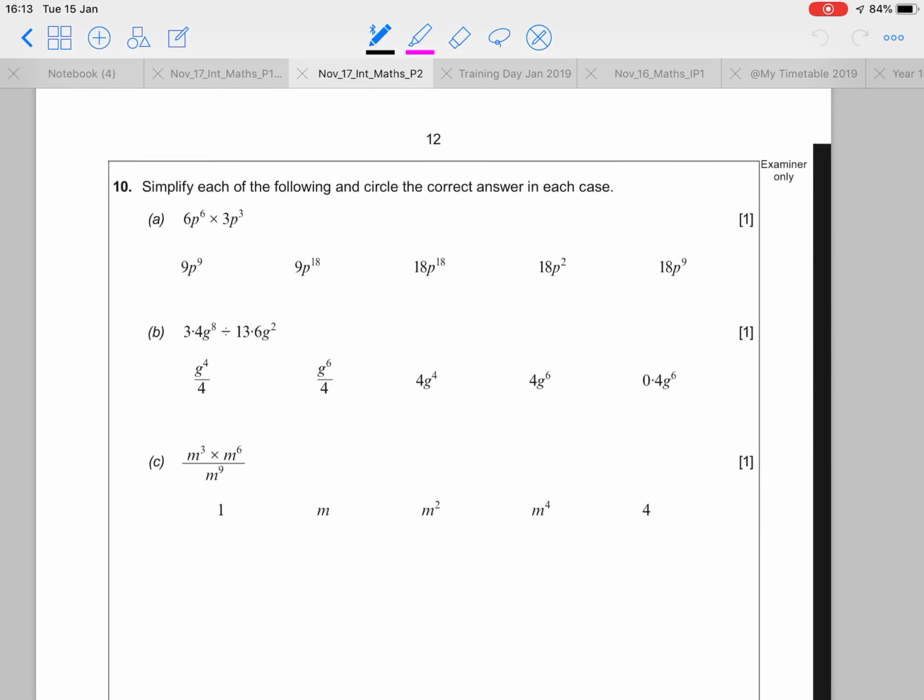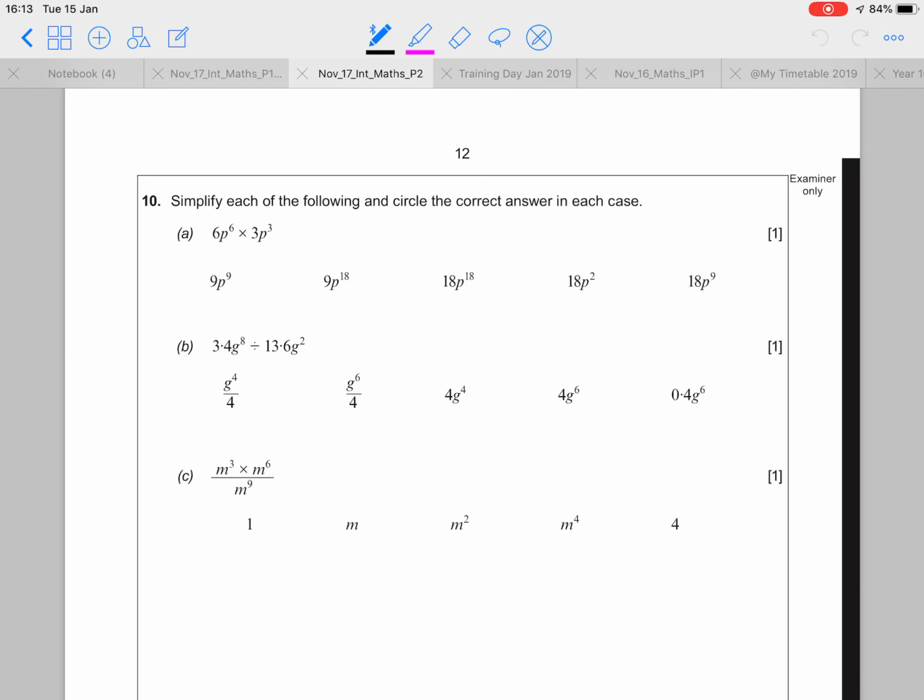Question 10. Powers and indices: when you have powers being multiplied together, to find the new power you add. So p to the 6 times p to the 3 will become p to the 9. Dealing with the actual numbers, where we have that 6 there, multiplying that by 3, 6 times 3 is simply 18. So I'm looking for 18 p to the 9.